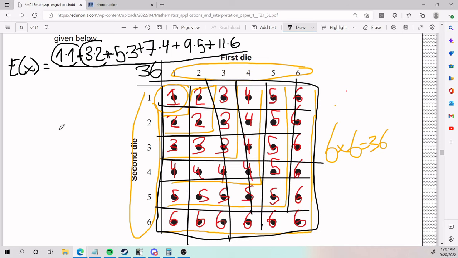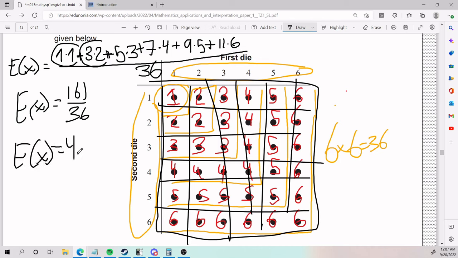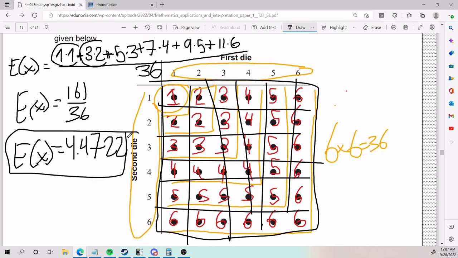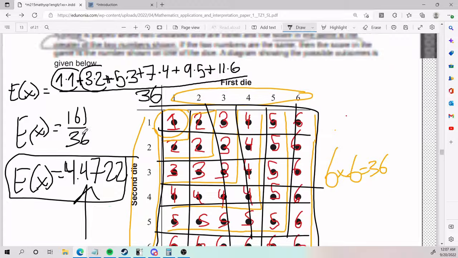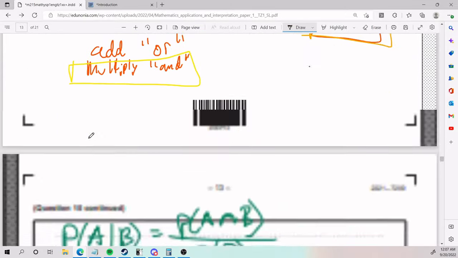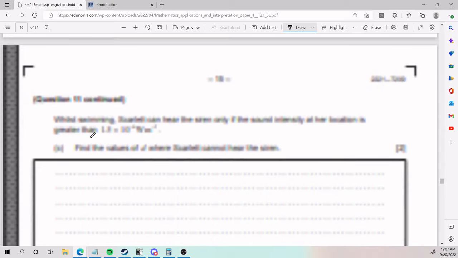So I put this into my calculator, see what I get. You're going to end up with 161 over 36, see? Which is the same as 4.4722. And so what this is telling me is that each time that you play this game, your expected amount of score you're going to get is this here. It's a little bit more than 4. See? All right. That is number 10. See? Awesome. Now, just a couple more left.